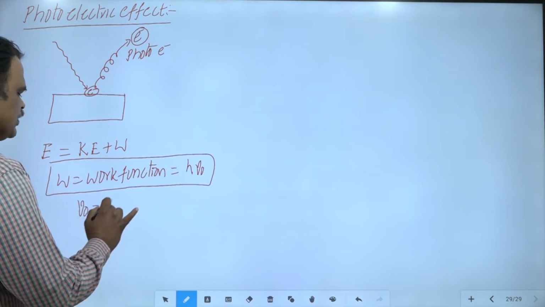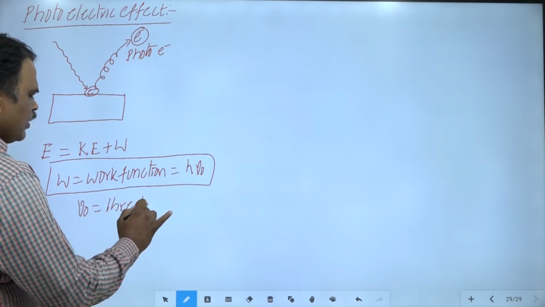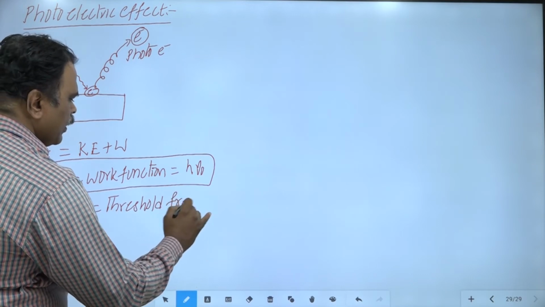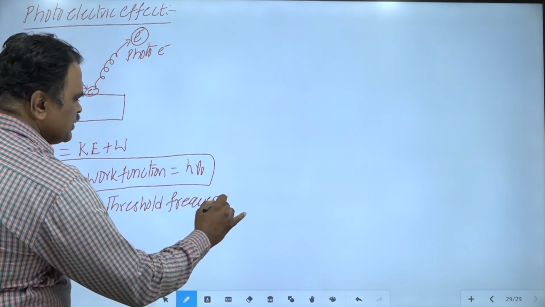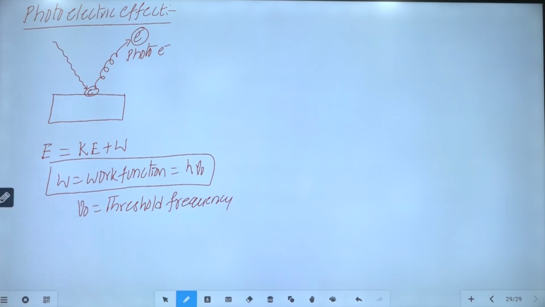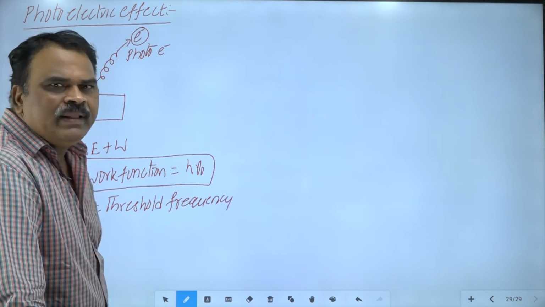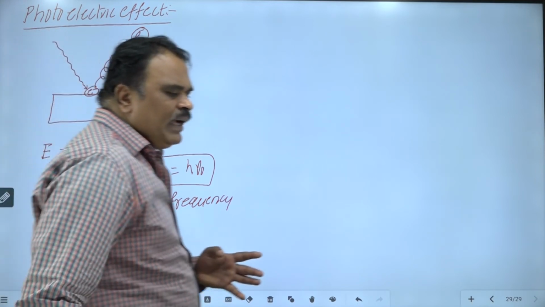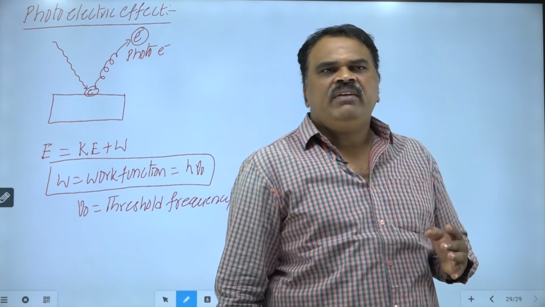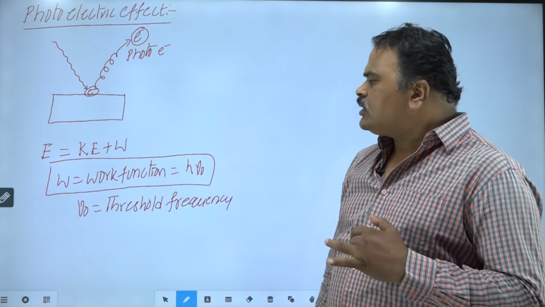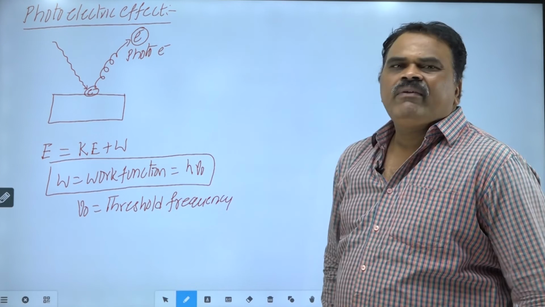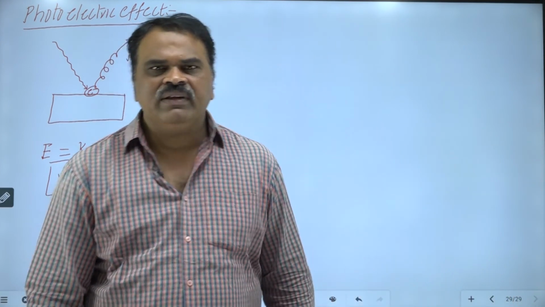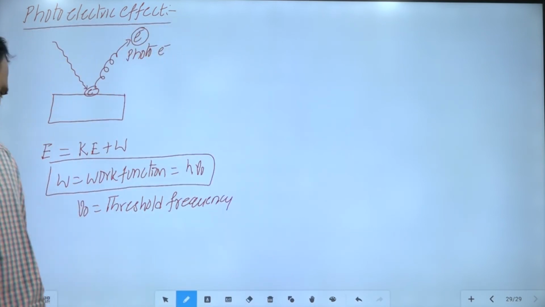Nu naught is equal to threshold frequency. Nu naught is nothing but threshold frequency. What is meant by threshold frequency? The minimum frequency that is required for the ejection of electron. The required frequency is nothing but threshold frequency.